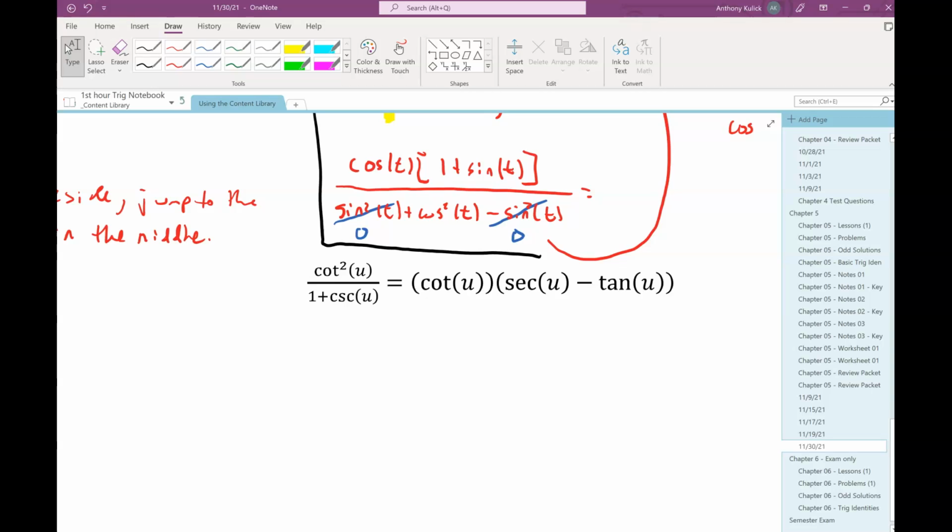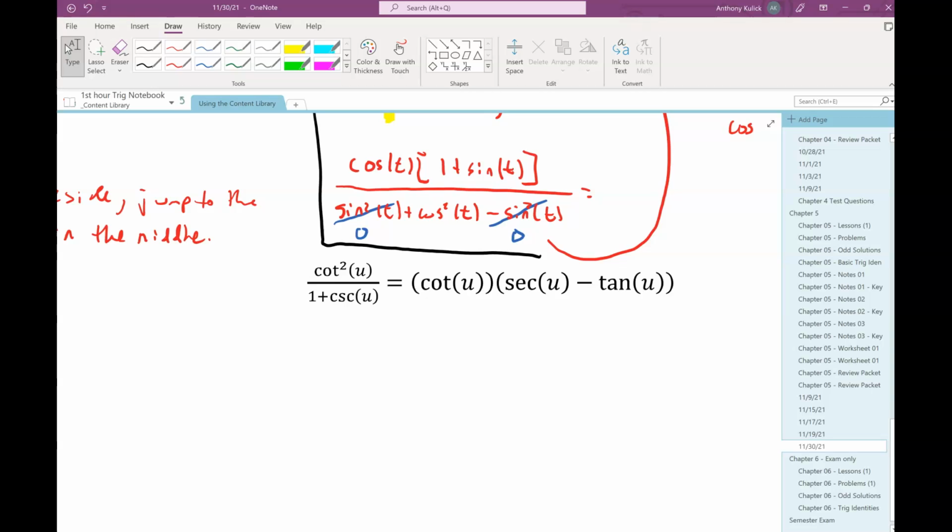All right. Is there anything algebraic I can do with cotangent squared u over 1 plus cosecant u? Sure doesn't look like it, right? There's nothing to reduce. There's only a single fraction. Inside of the fraction, there's no like terms to combine or any factoring to do, so probably identity time.